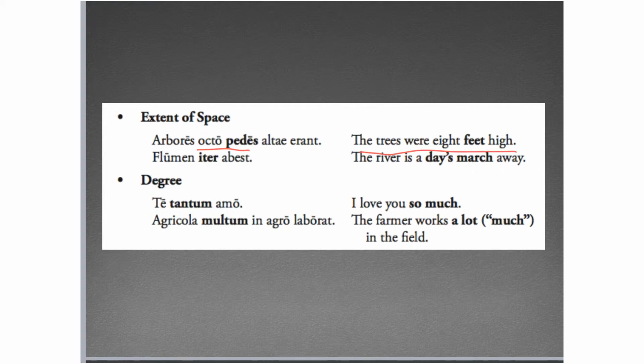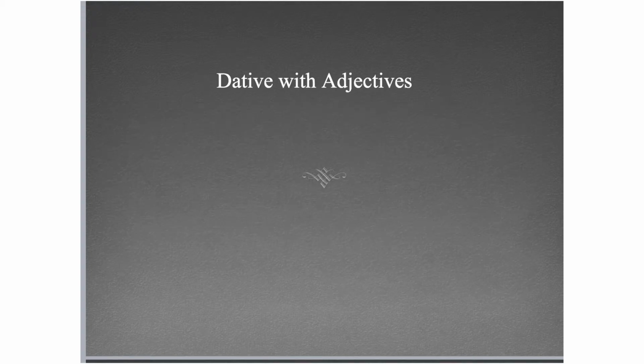All right. The river is a day's march away. So the river is far by sort of a journey, right? By a march, iter. And then it also works in degree. So tantum, so much, etc. Degree is not very common. Space is a little more common, but not much. Time is really the most common of the three.